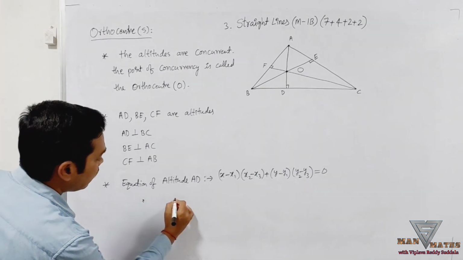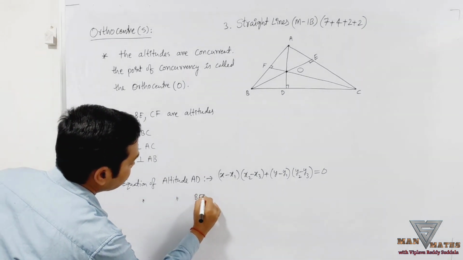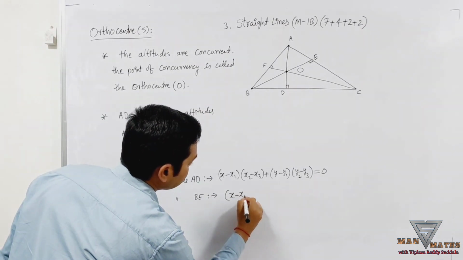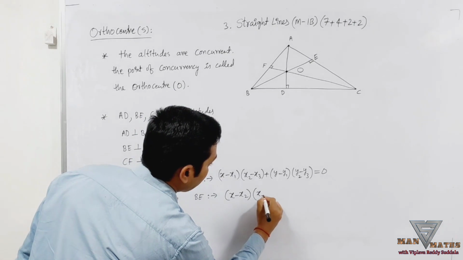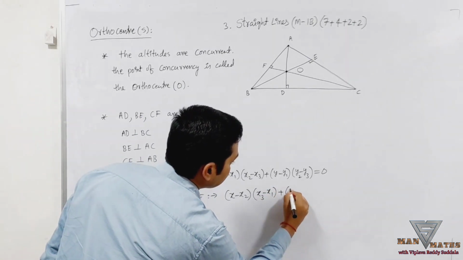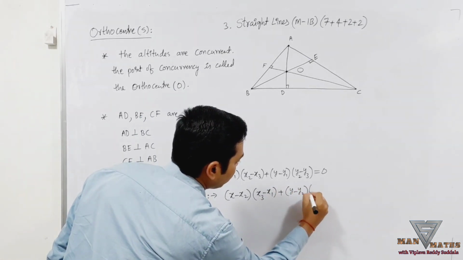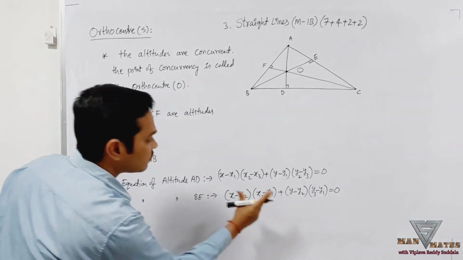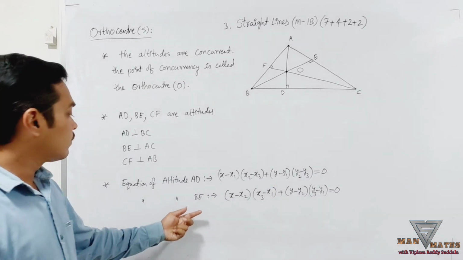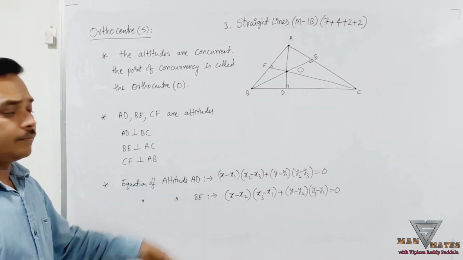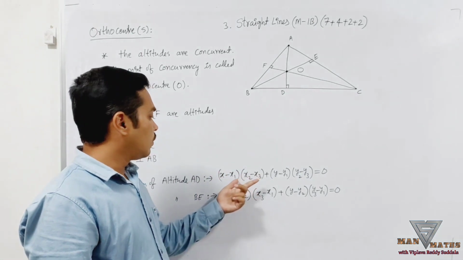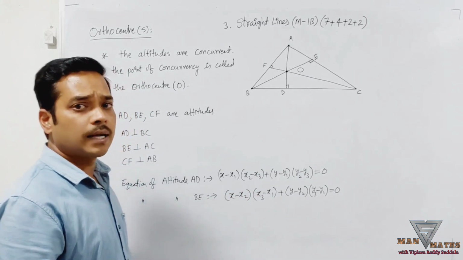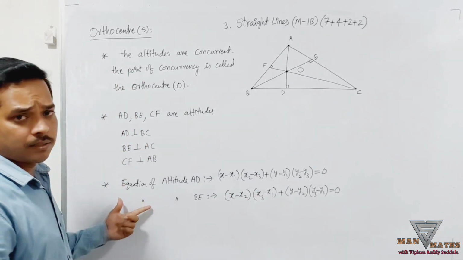Similarly, the equation of altitude BE is x minus x2 into x3 minus x1 plus y minus y2 into y3 minus y1 equal to 0. By using this formula, we can find the equation of altitude BE directly. After finding the equations of the first and second altitudes, just solving these two equations, we get the orthocenter. This is the second method.